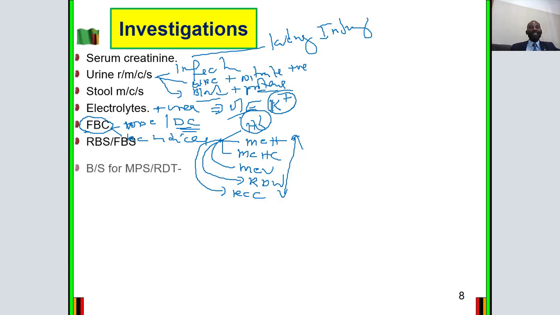The other one is BS for MPS. I have a problem here. There are some who just write BS, and say the blood smear is for malaria. Because I can also do a blood smear just to study the picture of the red blood cells. I can use a blood smear to know the picture of the red blood cells. Are they pale? Are they big? Are they small? Are they of normal size? Just using a smear. So you have to be very specific when you're writing. You have to be smart. It's blood smear or blood slide for malaria parasites.